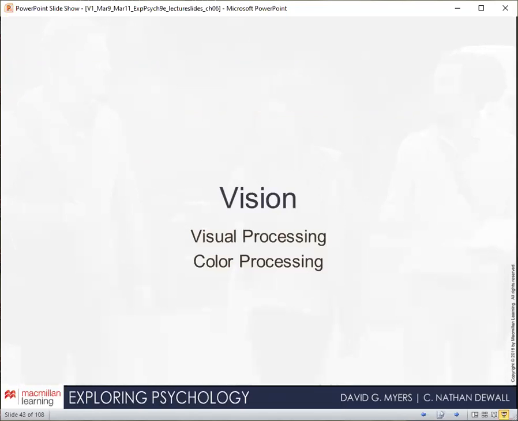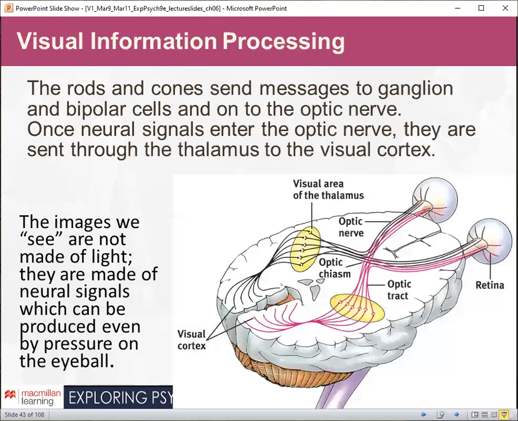So let's look at visual processing and color processing. The rods and cones send messages to the ganglion and bipolar cells on the optic nerve. Once the neural signals enter the optic nerve, they are sent through the thalamus to the visual cortex. So the images we see are not made of light. They are made of neural signals which can be produced even by pressure on the eyeball.